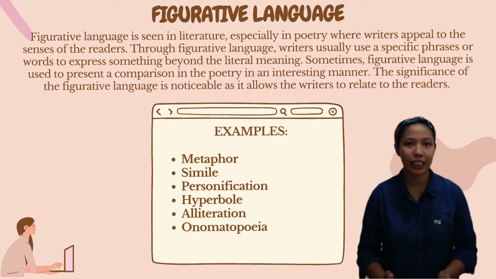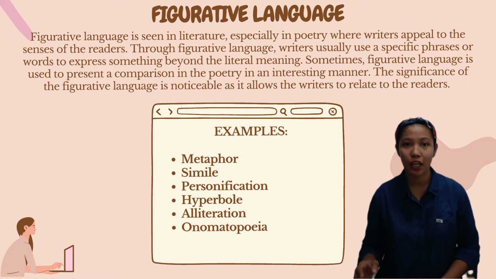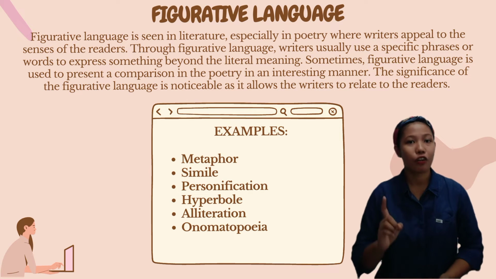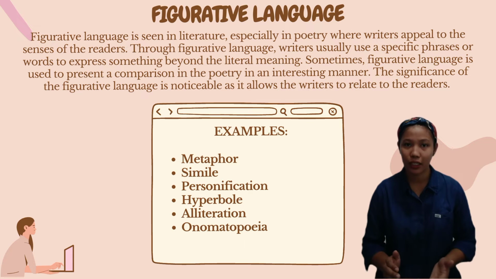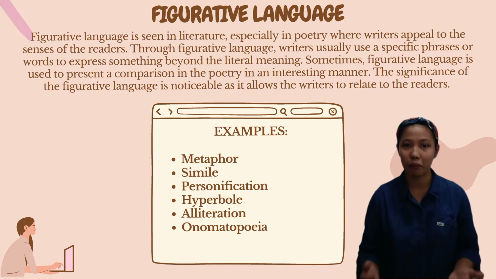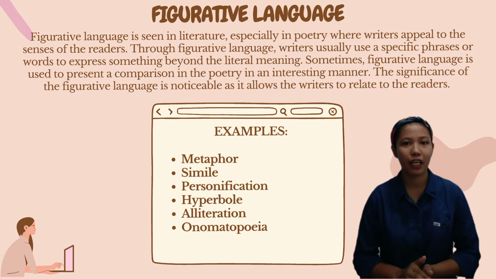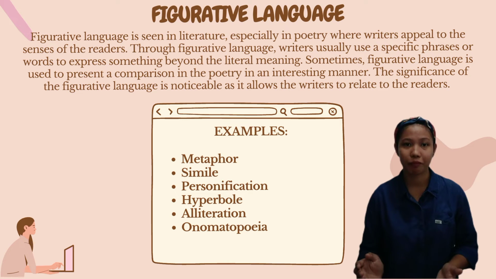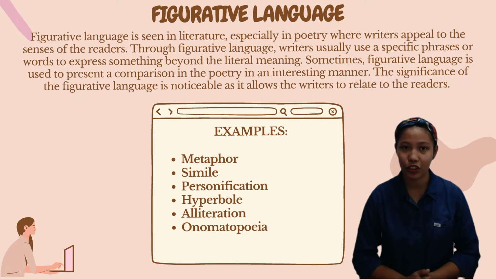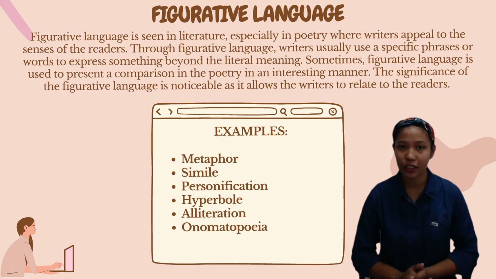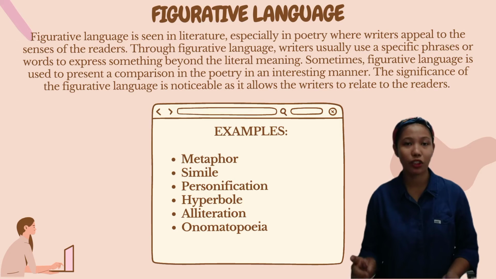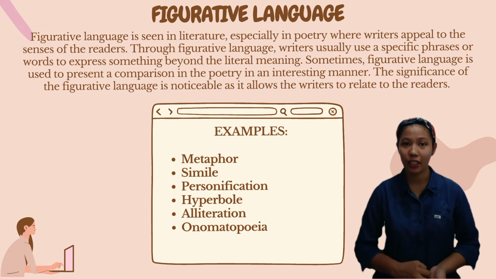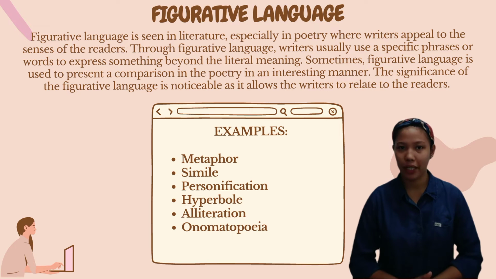Figurative language is seen in literature, especially in poetry, where writers appeal to the senses of the readers. Through figurative language, writers usually use specific phrases or words to express something beyond the literal meaning. Sometimes, figurative language is used to present a comparison in poetry in an interesting manner. The significance of figurative language is noticeable as it allows the writers to relate to the readers. Some examples are metaphor, simile, personification, hyperbole, alliteration, and onomatopoeia.